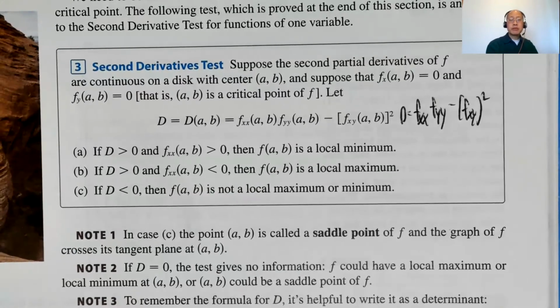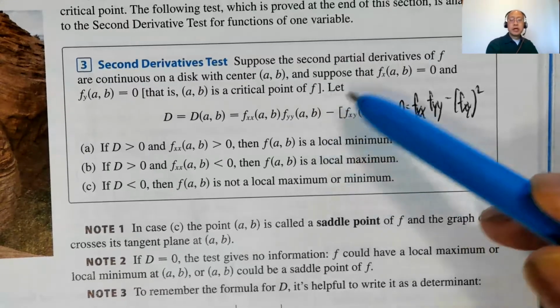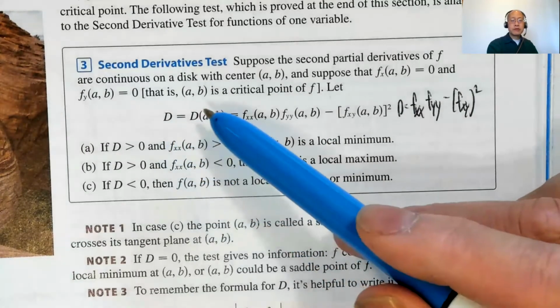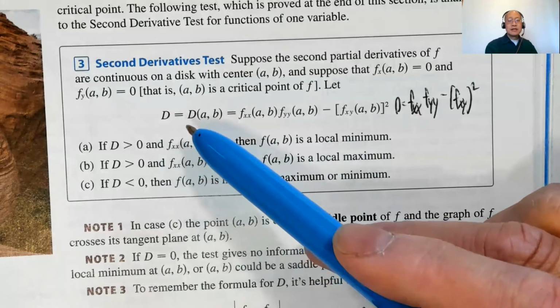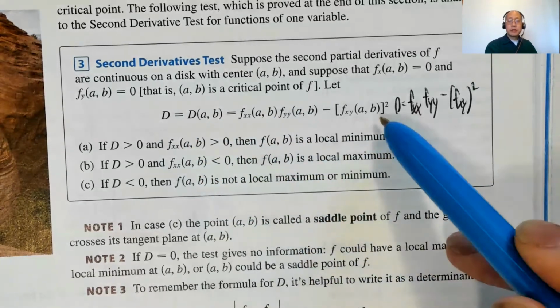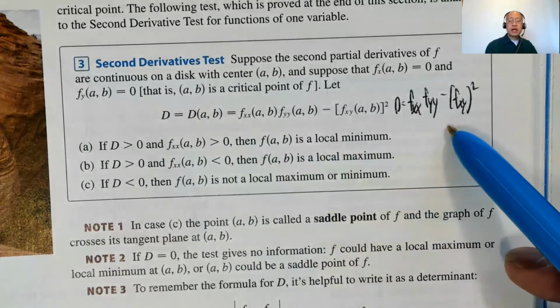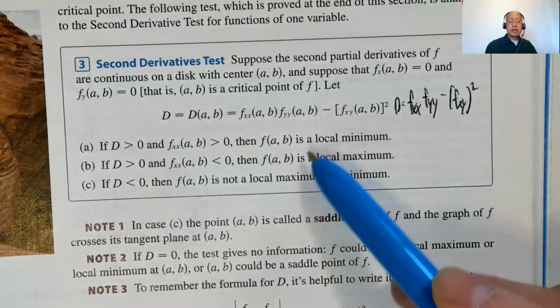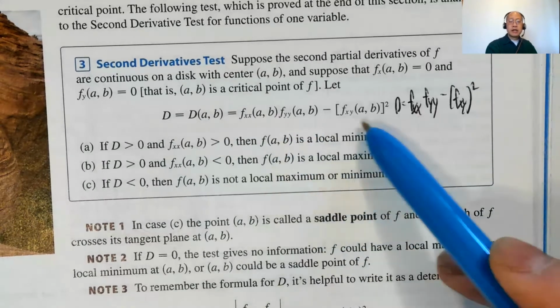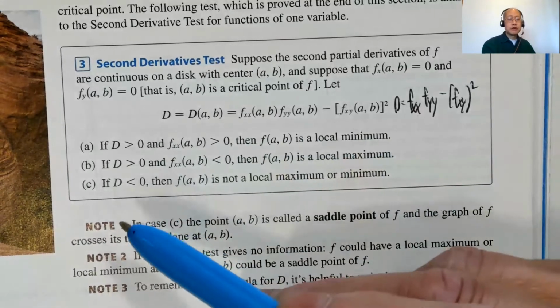Suppose the second partial derivatives of f are continuous on a disk with center (a, b). Suppose that fx equals 0 and fy equals 0. In other words, you have a critical point. Then we define something called D. D is defined to be fxx times fyy minus fxy squared. That is, the second partial with respect to x times the second partial with respect to y, minus the square of the mixed partials.